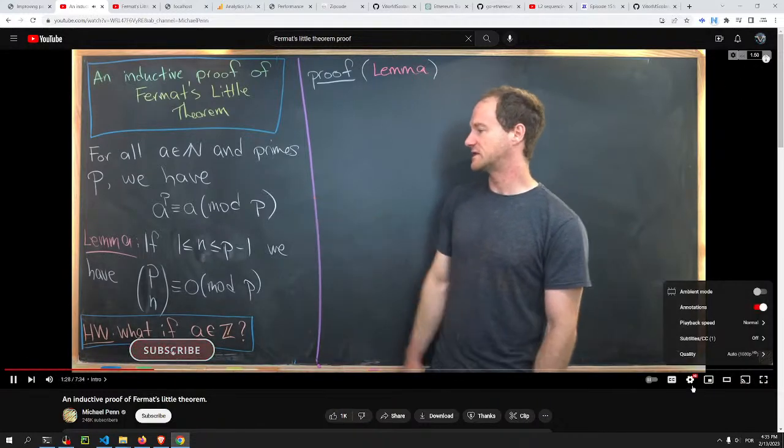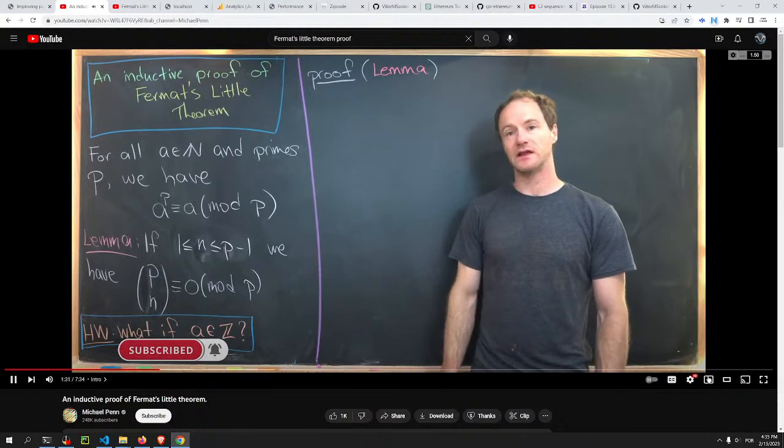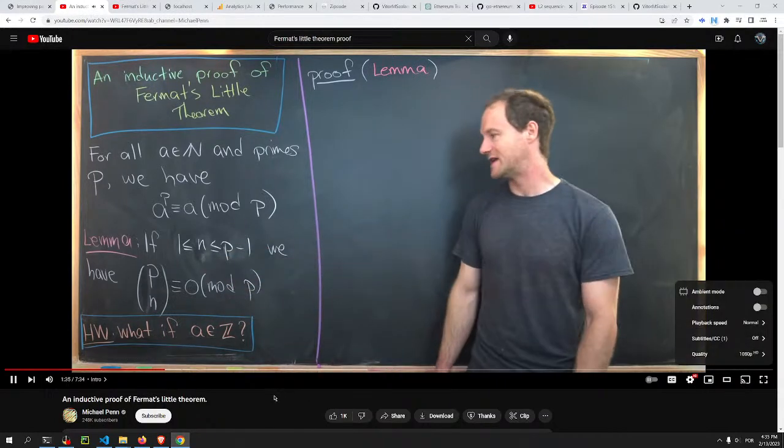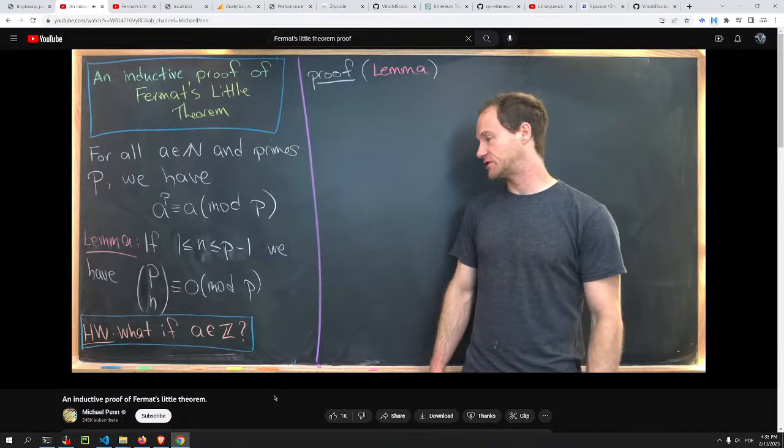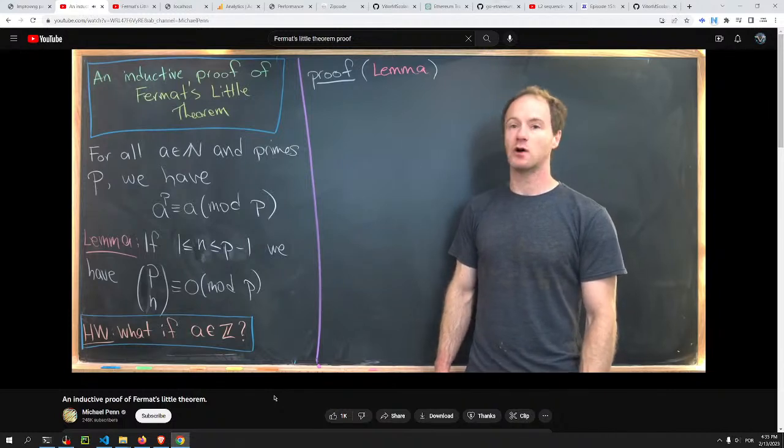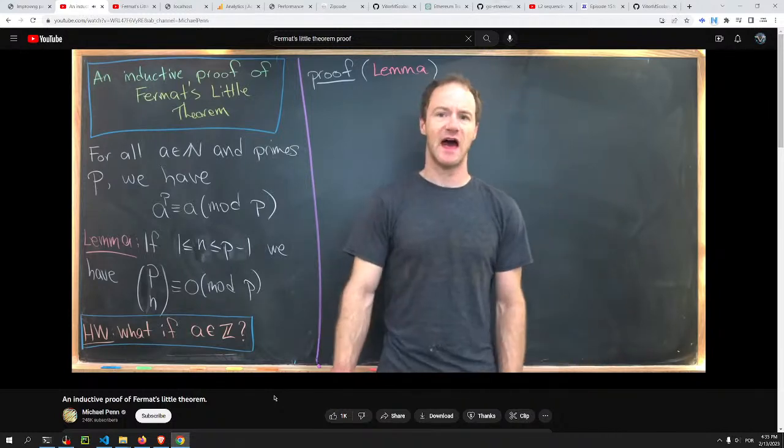So the proof that we'll take will heavily rely on the following lemma. It says for all n between 1 and p minus 1, we have the binomial coefficient p choose n is congruent to 0 mod p. So let's do the proof of that first.